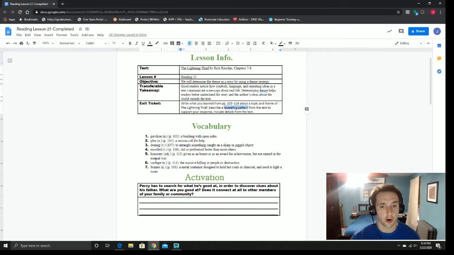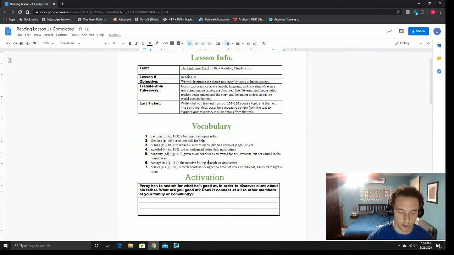Number six, the word is carnage, which means the massive killing of people or destruction. It's exactly what it sounds like. Carnage is just lots of people are dead or lots of things are destroyed.